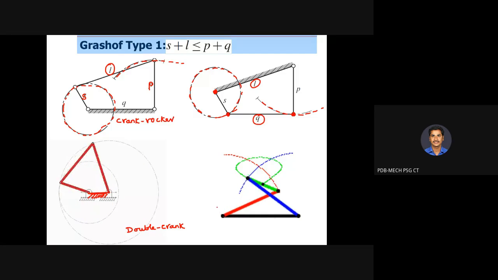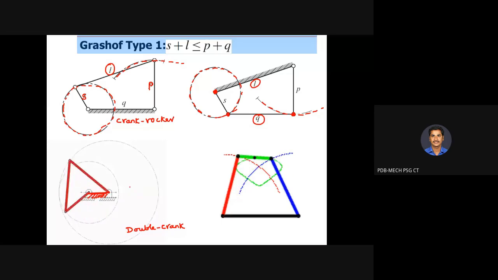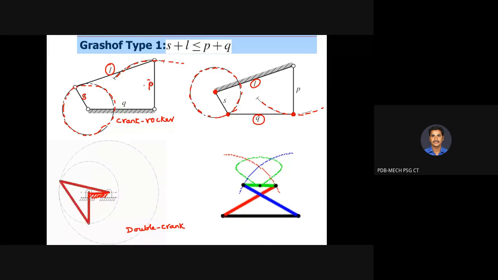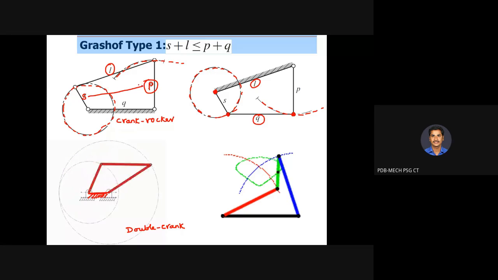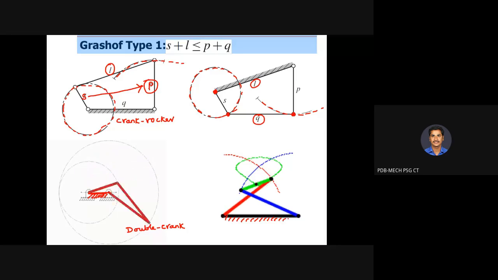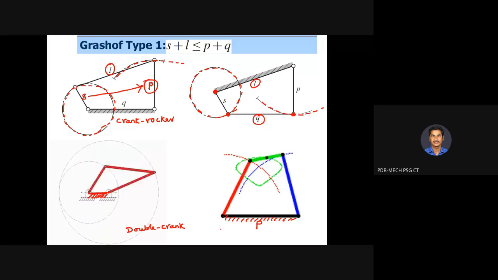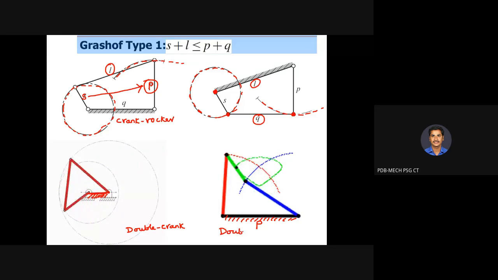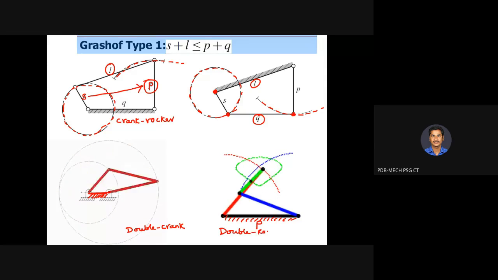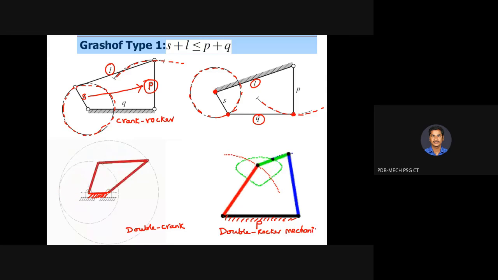When the link which is opposite to the shortest link is fixed, which link is opposite to the shortest link? In the first case, it is P, correct or not? So the shortest link's straight opposite is P. Assume this black color is your P. So it is fixed now. In this case, you will be getting what? Double rocker mechanism. So we have seen a few examples for all of these cases.